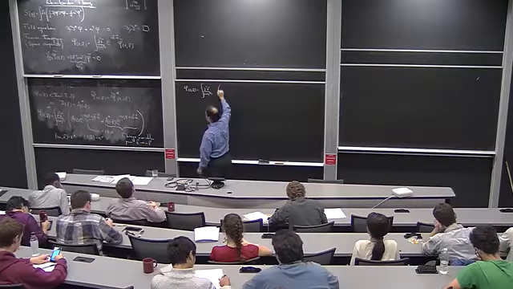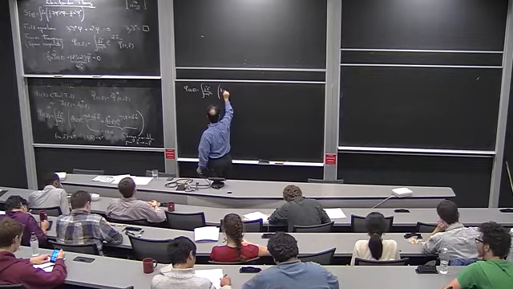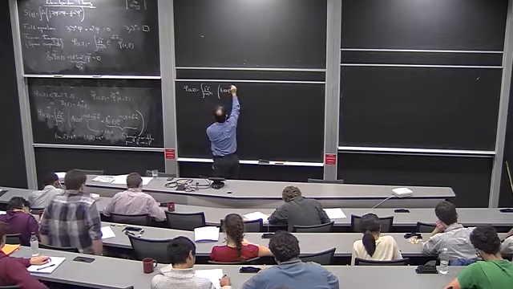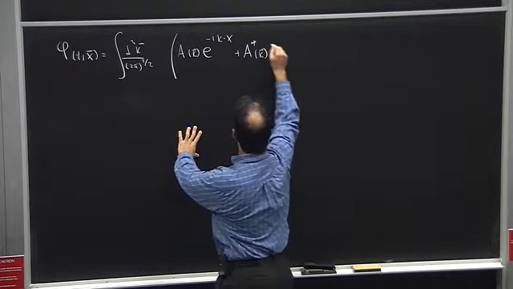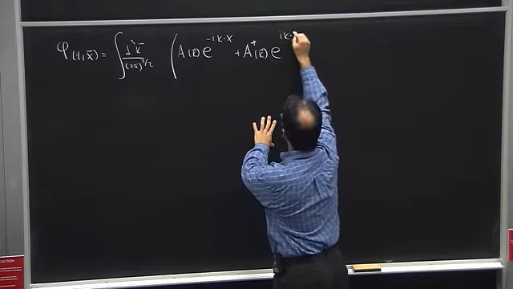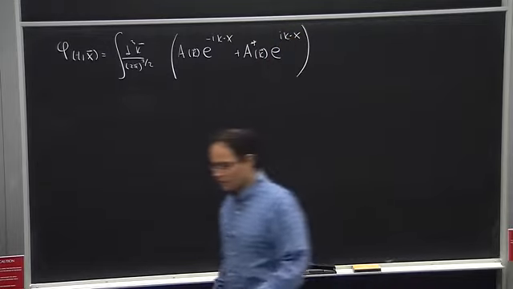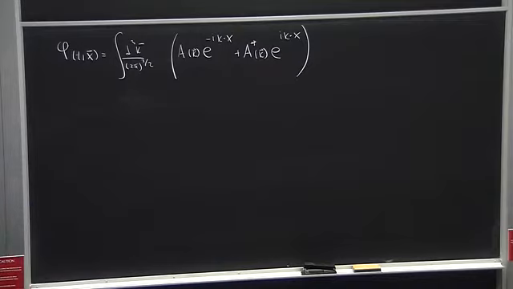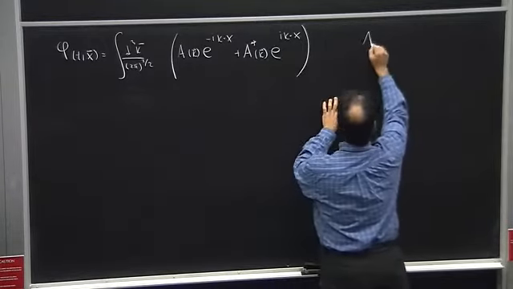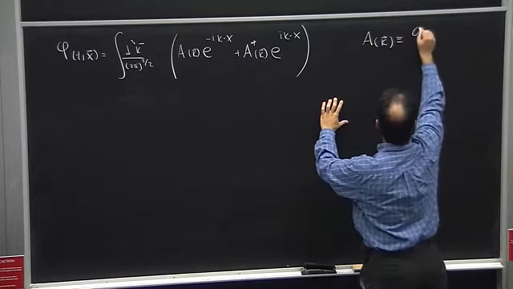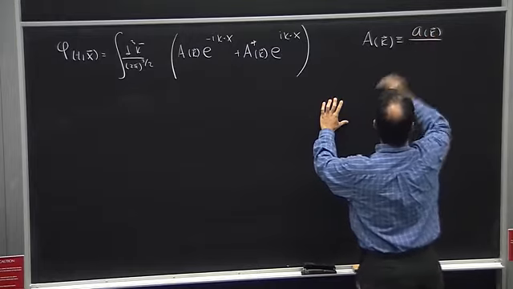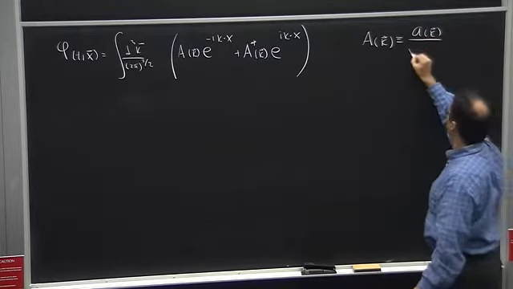Okay, which is given by this. Okay, that looks pretty good. Now it turns out that it's convenient to redefine these A's and introduce some normalization. Okay, so we're going to define this. This is just for convenience.